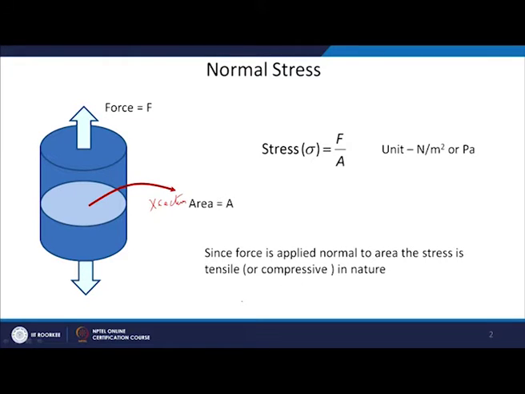Tensile means I am elongating the material, or it can be compressive in nature, in which case I am compressing the material, or shortening the length of the sample. So it can be tensile, where you are stretching it, and it can be compressive. In both cases, because I am applying the force normal to the area, it is called normal stress.